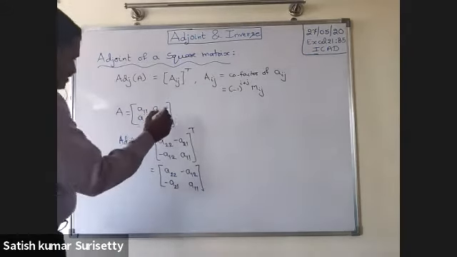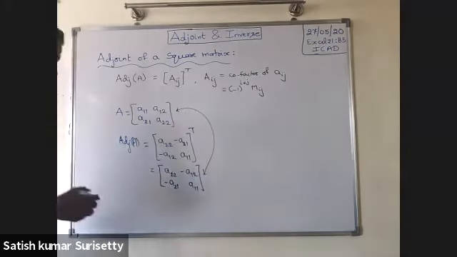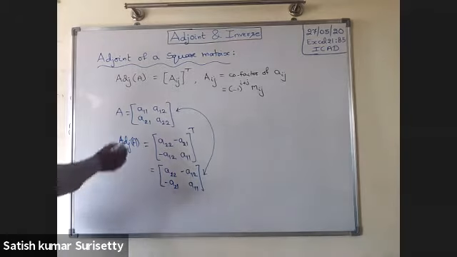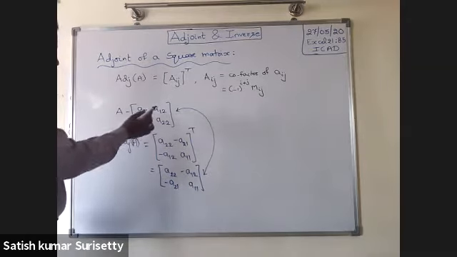For the observation, compare adjoint A and the given matrix A. Observe the elements. The principal diagonal elements are interchanged, correct. And the non-principal diagonal elements have the opposite sign. That is, principal diagonal elements are interchanged and the non-principal diagonal elements change the sign.